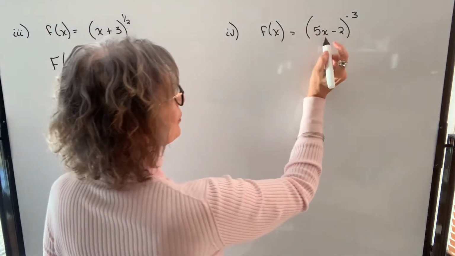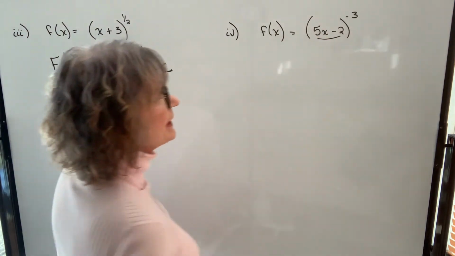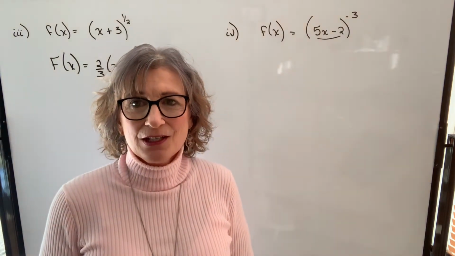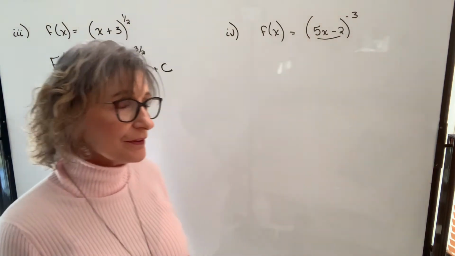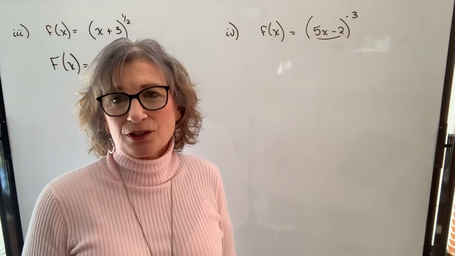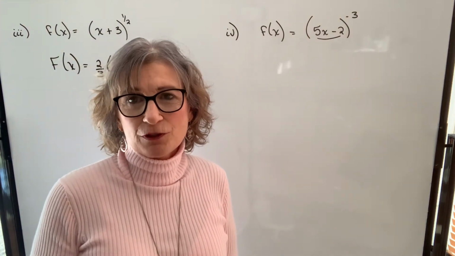In our next example, we look at the function inside. It's 5x minus 2. The derivative of that is 5. We don't have a factor of 5. However, we can do a bit of manipulation when it's just the coefficient that we're missing.